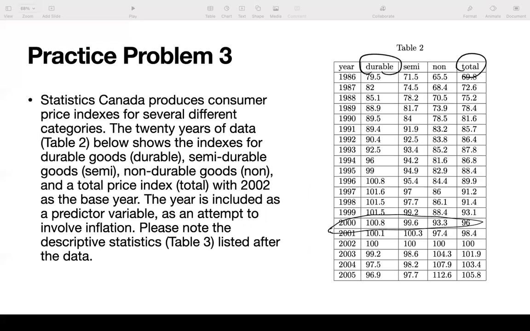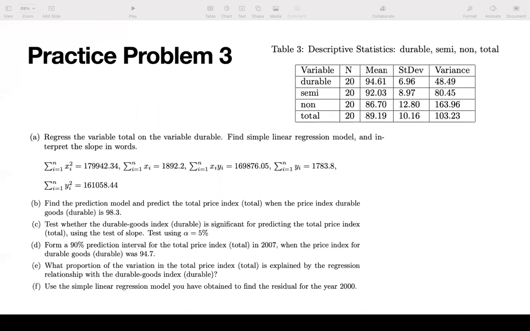And so here we have the third practice problem, and we have the table here, and also you can take a screenshot if you want to, and we have table 3, which is a descriptive statistics. And so basically the first question asks, regress the variable total on the variable durable, and also find the simple linear regression model and interpret the slope.